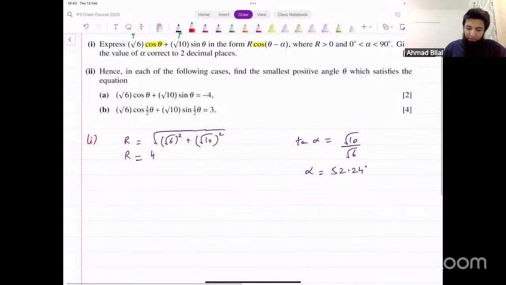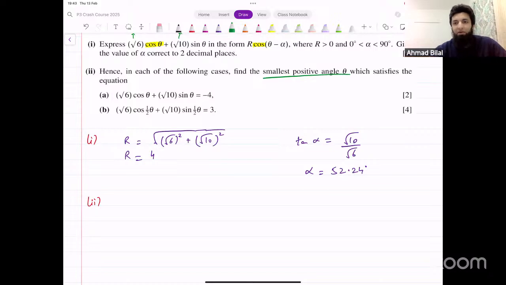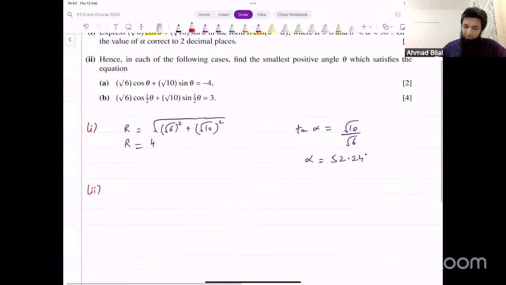Let's move on to the next one, part 2. It says, hence, in each of the following cases, find the smallest positive angle theta which satisfies this equation. How can we do this? Find the smallest positive angle theta which satisfies this equation. Okay. The equation is square root of 6 times cos theta plus square root of 10 times sine theta equals minus 4.